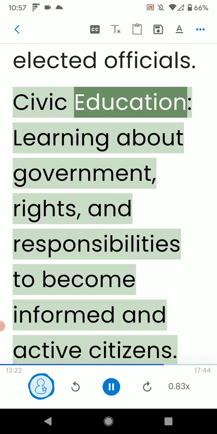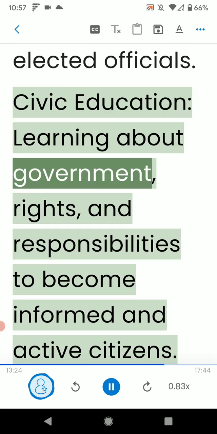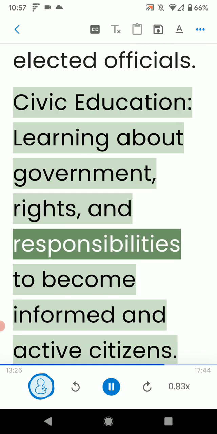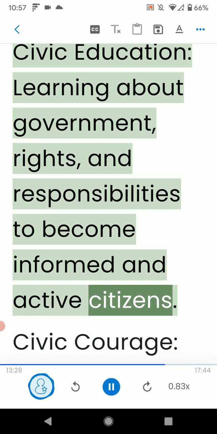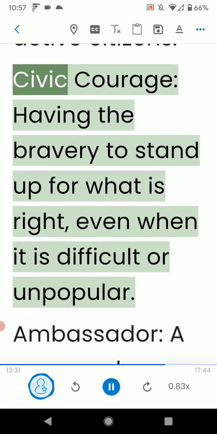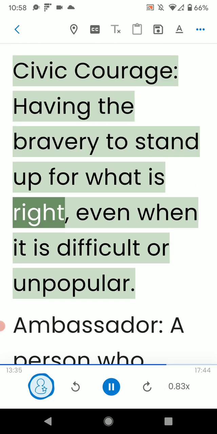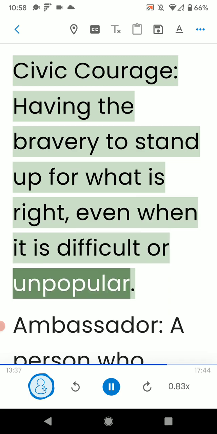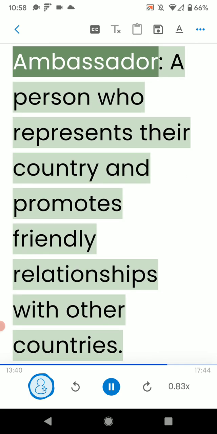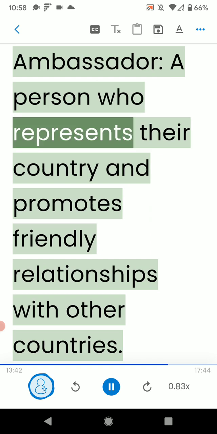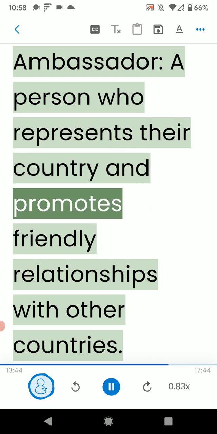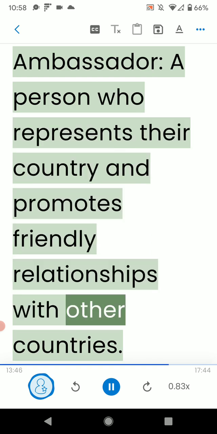Civic education, learning about government, rights, and responsibilities to become informed and active citizens. Civic courage, having the bravery to stand up for what is right, even when it is difficult or unpopular. Ambassador, a person who represents their country and promotes friendly relationships with other countries.